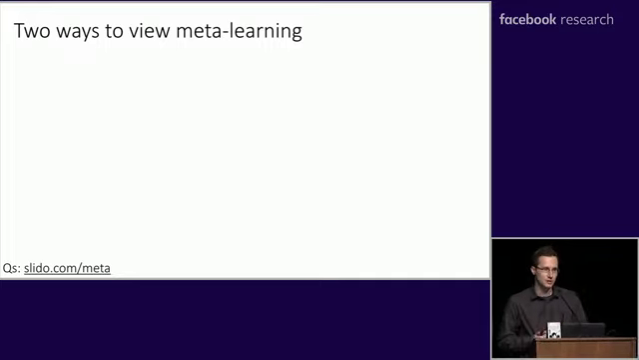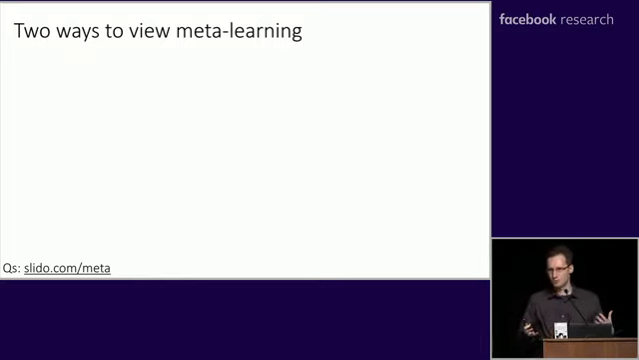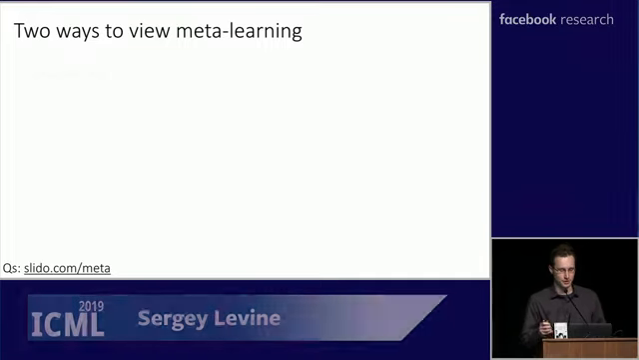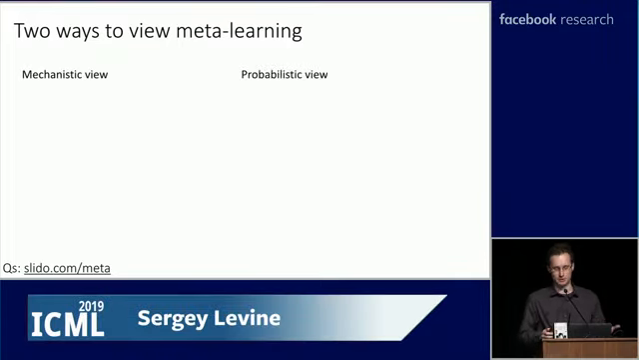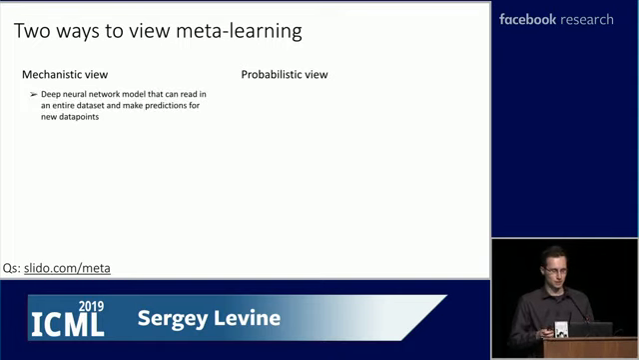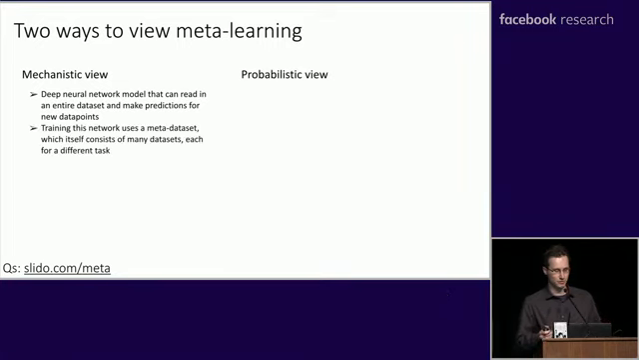All right, so let's start with a discussion of how we can actually formulate the metalearning problem. And there are really two distinct viewpoints on metalearning. There's a mechanistic view and a probabilistic view. Let me explain what I mean by these. The mechanistic view looks at metalearning as a setting where there's a deep neural network model that can read in an entire data set and then make predictions for new data points. Training this network uses a metadata set, which itself consists of many data sets, each for a different task. And this view of metalearning makes it easier to implement metalearning algorithms.